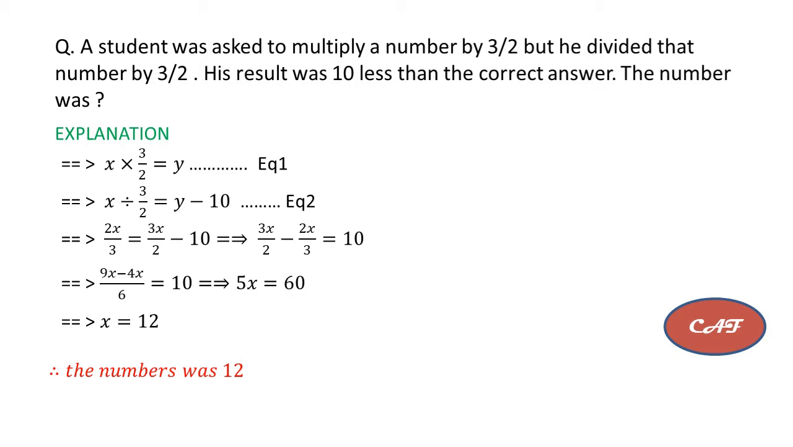If he asked what is the correct answer, then it will be the y value. So we would have to find out y again, but he asked that number, right? So that number I am assuming x. I got x value is equal to 12, so the number was 12.